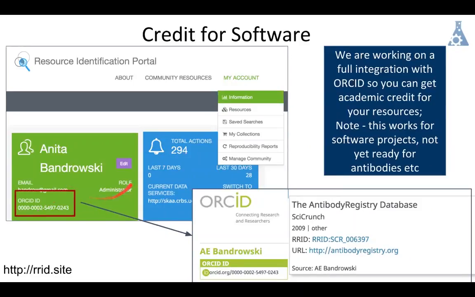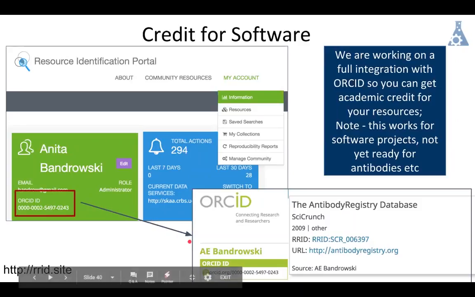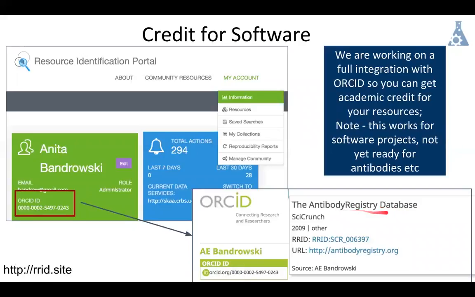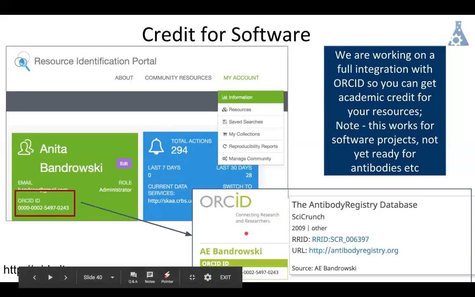Well, we are starting to work with ORCID to expose some of these things that may not be traditional academic or scholarly works. Such as, I created ImageJ. If I created ImageJ, that would be great because I would be very famous indeed. However, I'm one of the creators, probably the critical creator, of the antibody registry database. So now my ORCID record is able to reflect that.